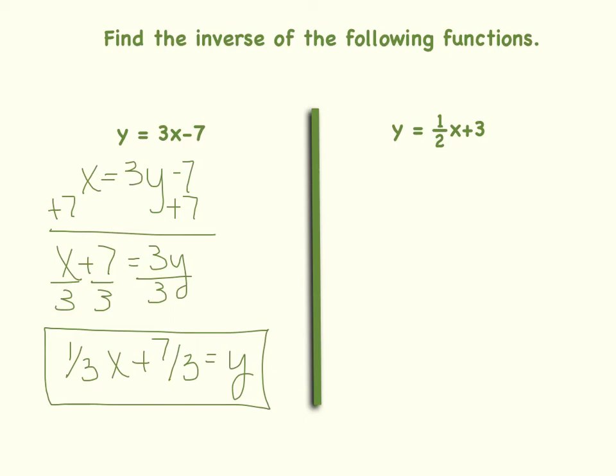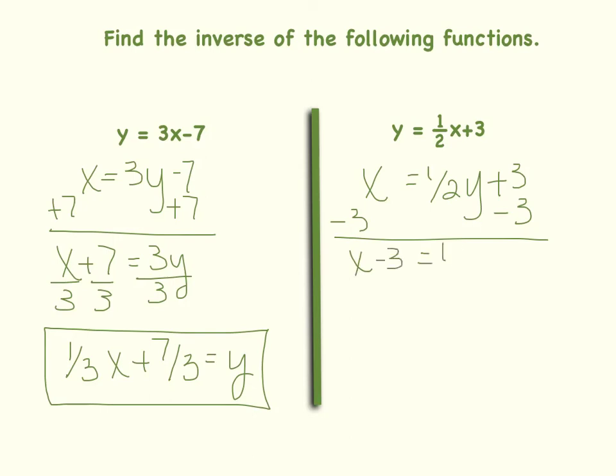Now let's do our second example. Y equals 1/2 x plus 3. So again, step number 1 is I switch the x and the y. So I'm going to have x equals 1/2 y plus 3. Now I'm ready for step number 2, which is to solve for y. So I'm going to start out by subtracting 3 from each side of the equation. And on the left side of the equation, I have x minus 3. And on the right side of the equation, I have 1/2 y.